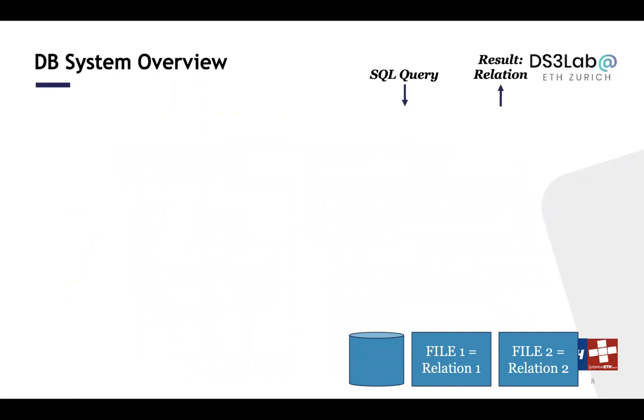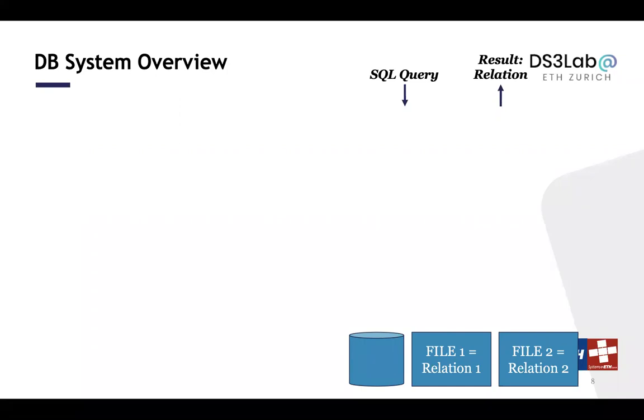At the bottom, all of your information is stored as a bunch of files. For example, you have two relations in the database system. Maybe one relation is stored in one file, and another relation is stored in another file. So at the bottom, you have the information stored on your hard drive. At the top, you have your SQL query. The user gives the system a SQL query, and then the system returns the result of that SQL query, which is one relation.